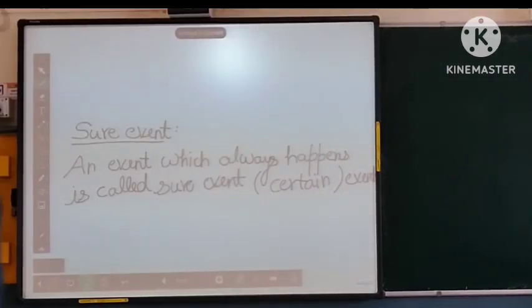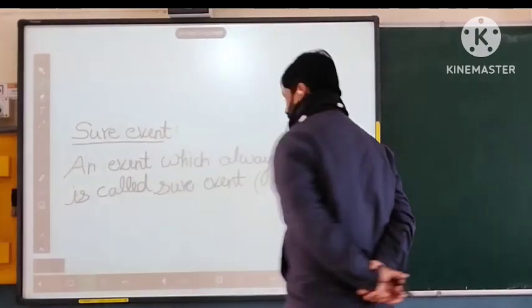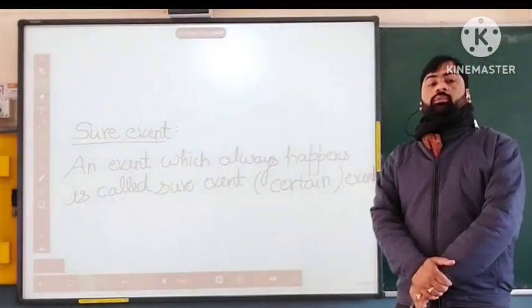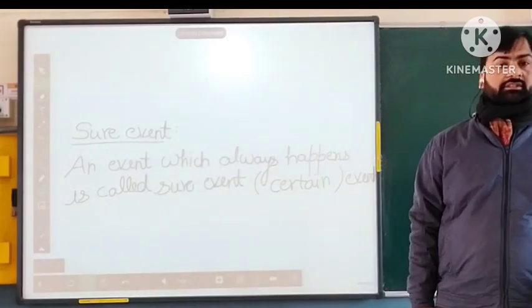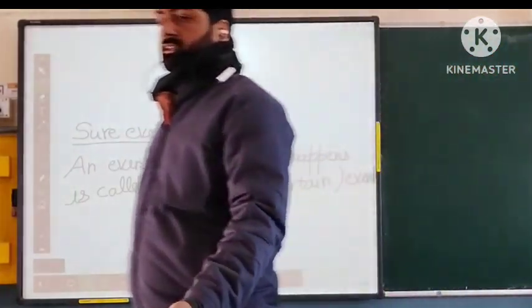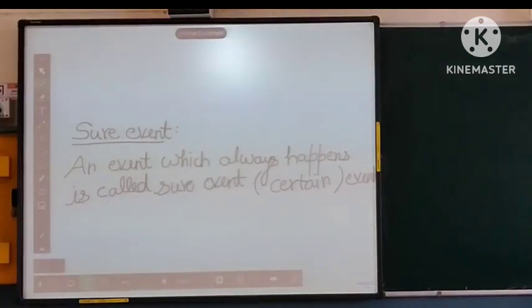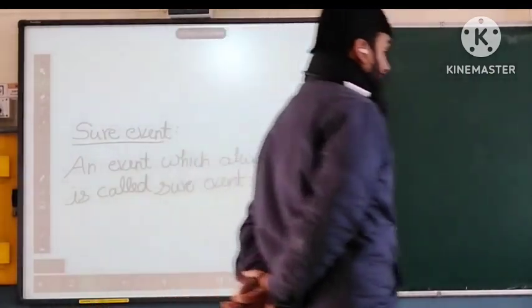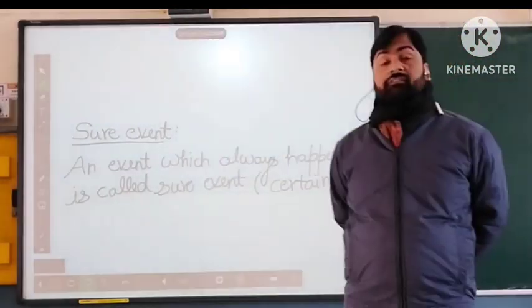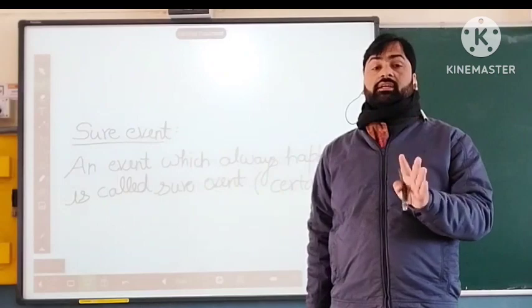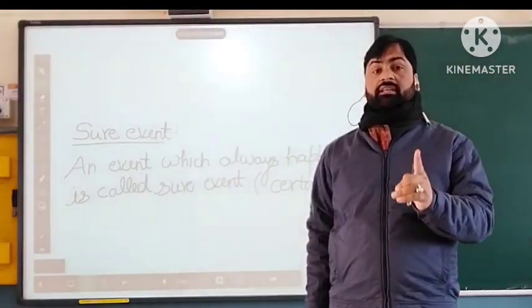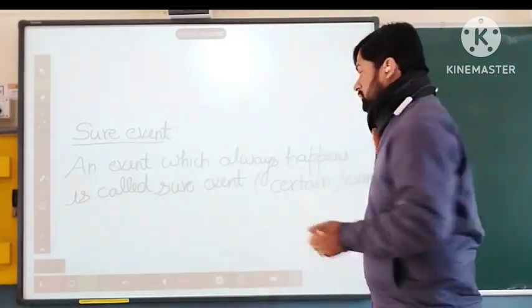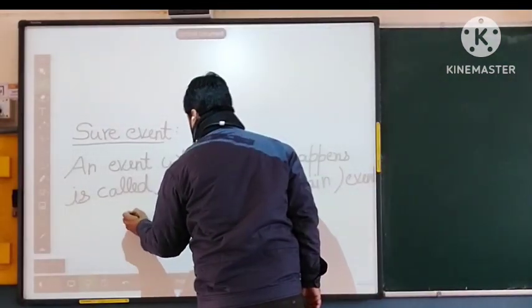Now, the question is, what is a sure event? Children, a sure event is like a certain event. You can say the sun rises in the east every day, and that is a sure event. Or one more thing: if we are rolling a die, what numbers will you get? 1, 2, 3, 4, 5, 6. Can you get 7 if you are throwing a die? No.